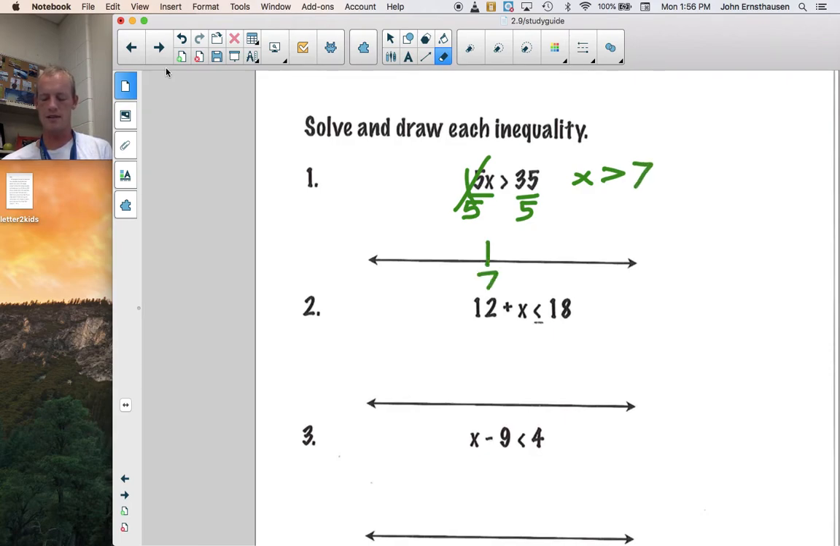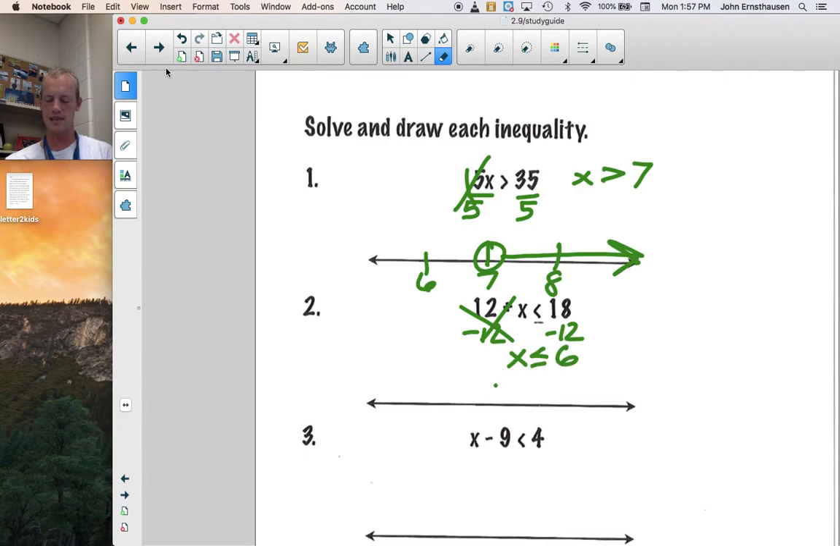Now to graph this, if x is greater than 7, I'm going to circle in the 7. And I'm going to draw my arrow to the right. Okay, for number 2, find my variable. Instead of adding 12, I still do it just like an equation, which you guys are all good at. I subtract 12 on both sides, and it says x is less than or equal to 6.